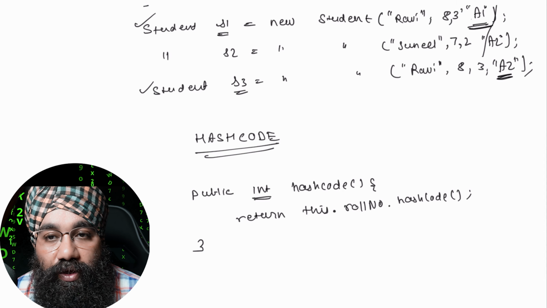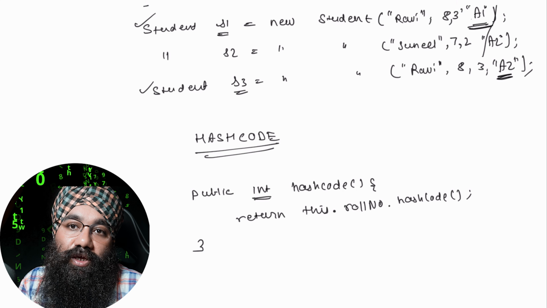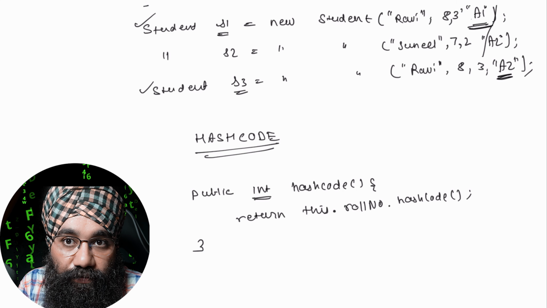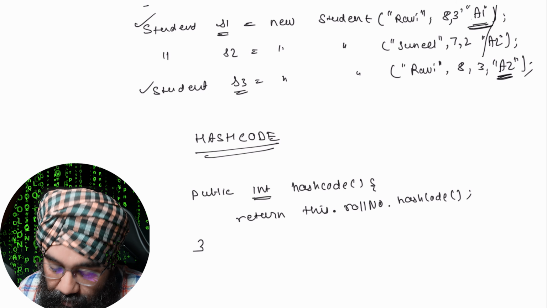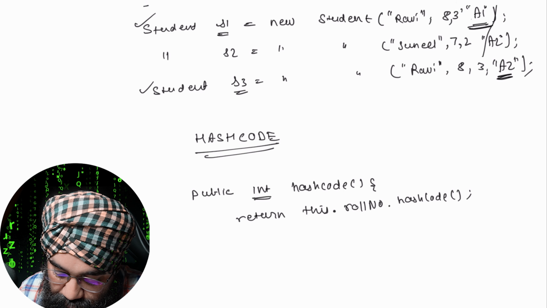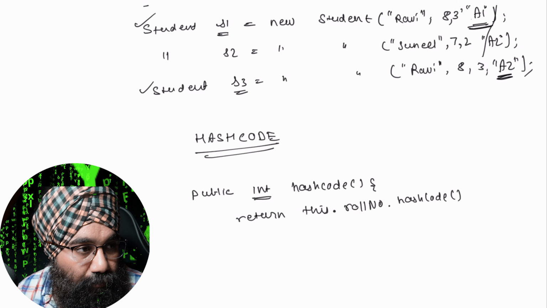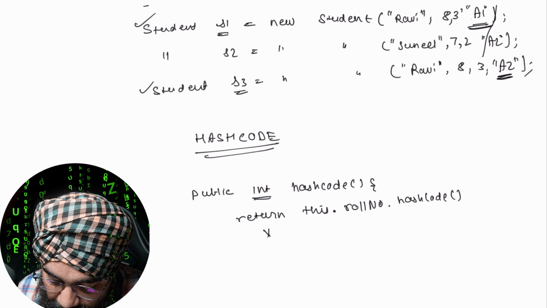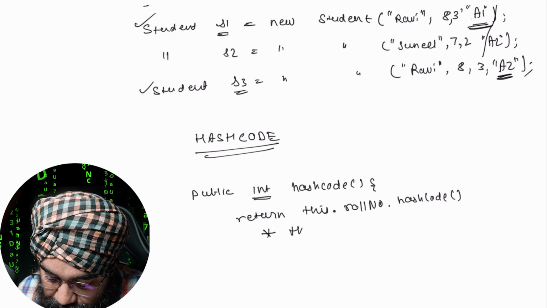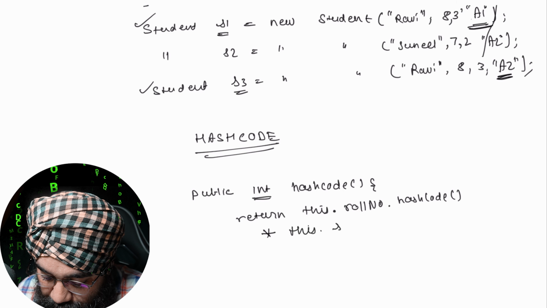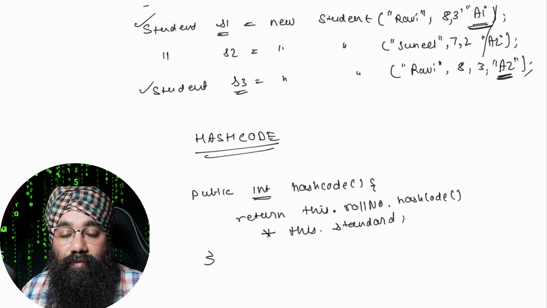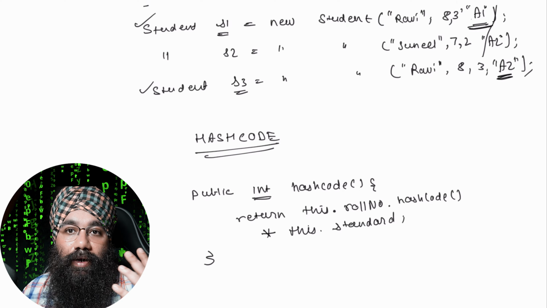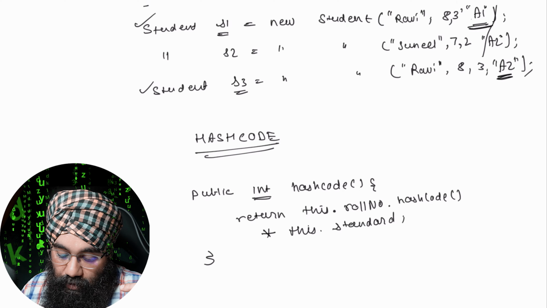And why am I choosing roll number? Because roll number is unique for each student, but it is not unique for students of different classes. So maybe we should modify this. What we can do is multiply it with this dot standard and then return this. If you want to make it more foolproof, if you want to add more uniqueness to this, it is up to you.